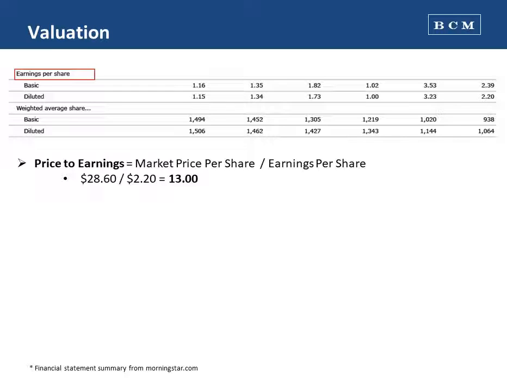Notice there are 2 versions of earnings per share. We have basic and diluted. Basic just means earnings per share based on the number of shares currently publicly traded. Diluted includes shares that are not publicly traded, such as shares tied to employee stock options or convertible securities. We're going to use the diluted EPS, which produces a PE of 13.